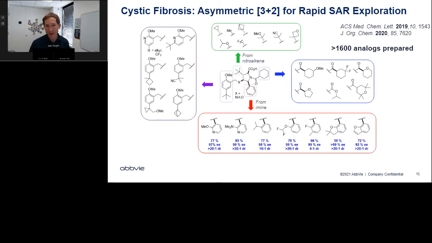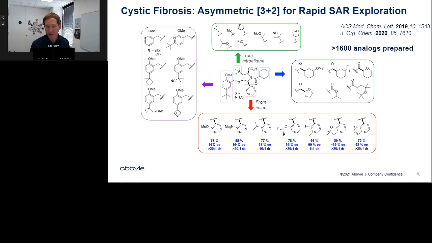In this case, many bulky nitroalkene substituents, as well as many aryl imines, were successfully utilized as substrates in this chemistry. And a total of over 1,600 analogs were prepared, where we would typically make quantities of a core that would have 4 stereocenters, and then our high throughput chemistry colleagues would make libraries of compounds from that, and really exploded the SAR opportunities here.